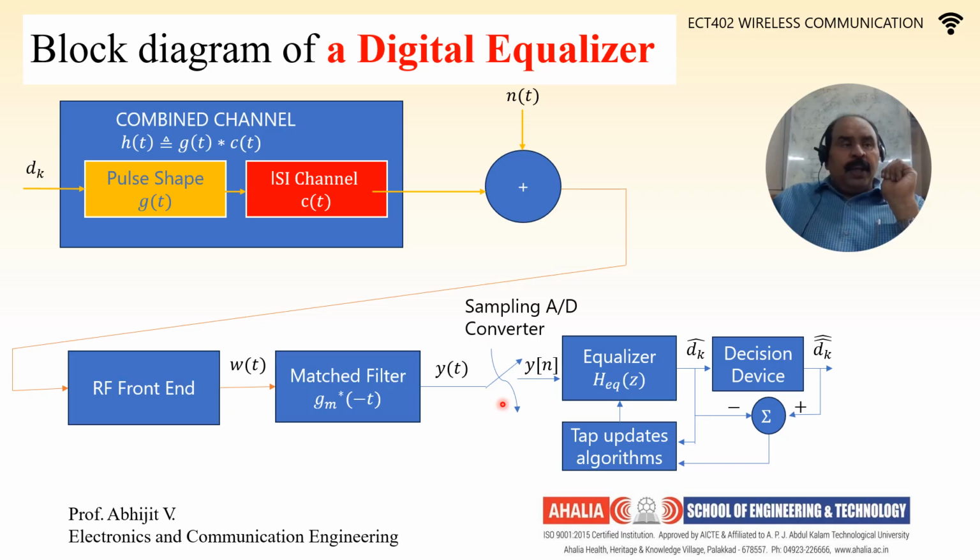The output y(t) is received, and then we sample this received signal into n samples, so we take it as y(n). This is given as an input to the equalizer. Then we have a decision device, and the equalizer will have a transfer function of H_eq(z). This will be further explained in the coming slides so that you will be able to understand it very clearly.